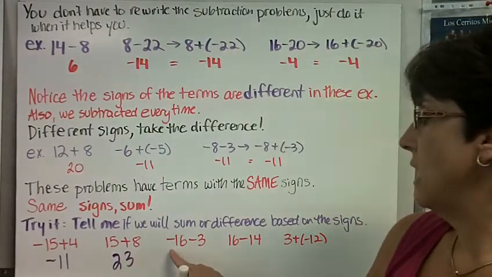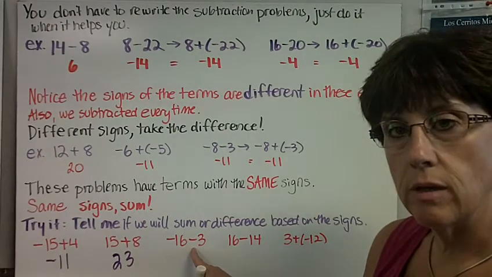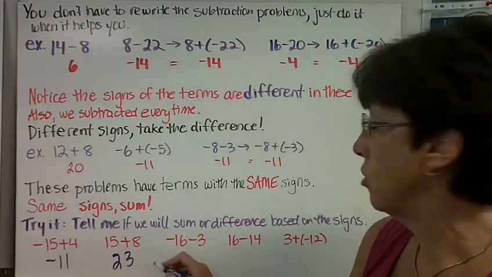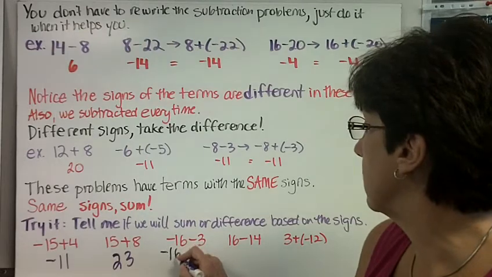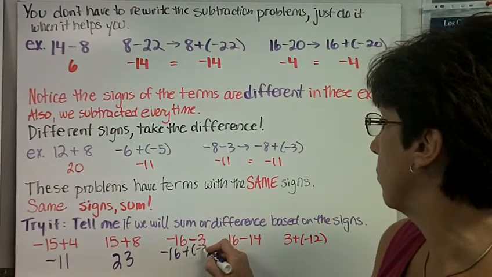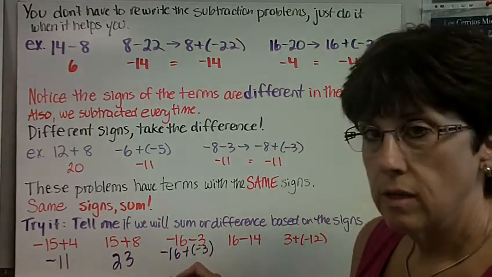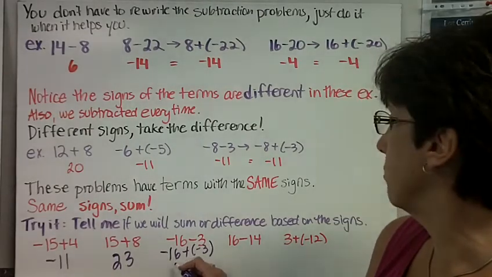23. Negative 16 minus 3. You could rewrite that, negative 16 plus negative 3. Now that you can see they're really the same, so we sum.